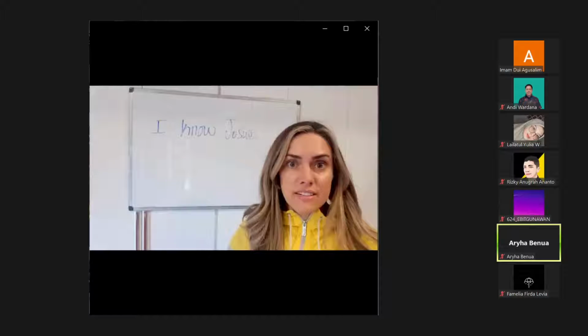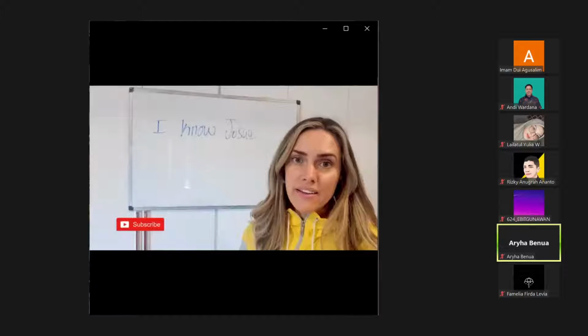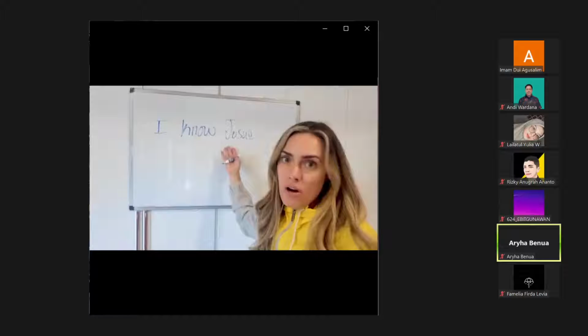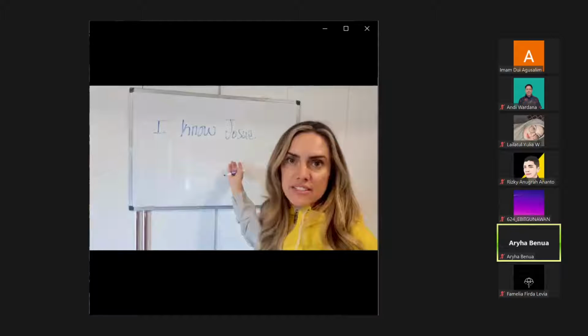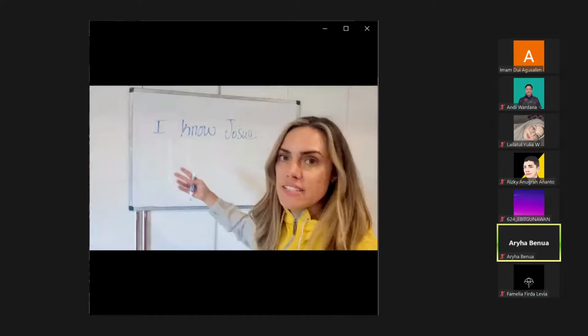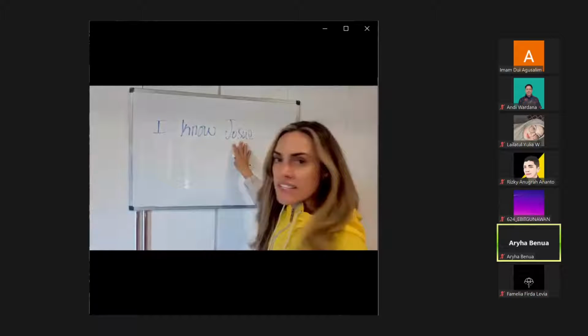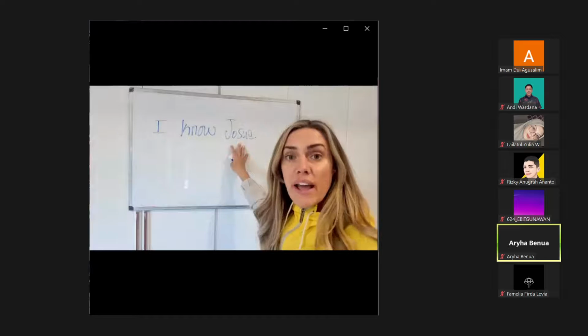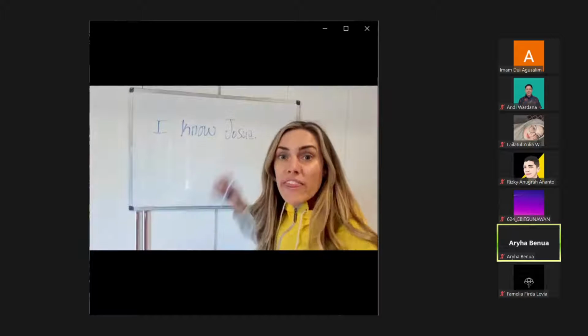Let me show you. So here's a sentence or a clause. I know Josue. Subject, verb, object, complete sentence. It doesn't have to have an object, but it's a complete sentence, okay? This is a noun. It's a person. A noun is a person. I know Josue. So I can replace this noun with a noun clause.